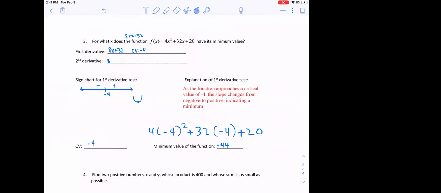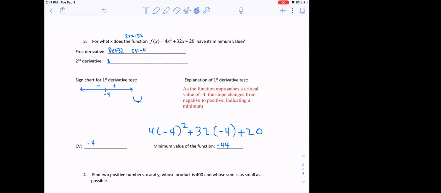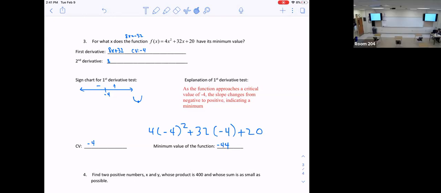I was looking at the explanation of the first derivative test. Good. So key words are up at the slope and then make a conclusion. Is it a minimum or a maximum? Minimum. Those are the two features you want to have. You want to have the word slope in there and you want to have a conclusion. Second derivative test, you want to have the word concavity and you want to have a conclusion.